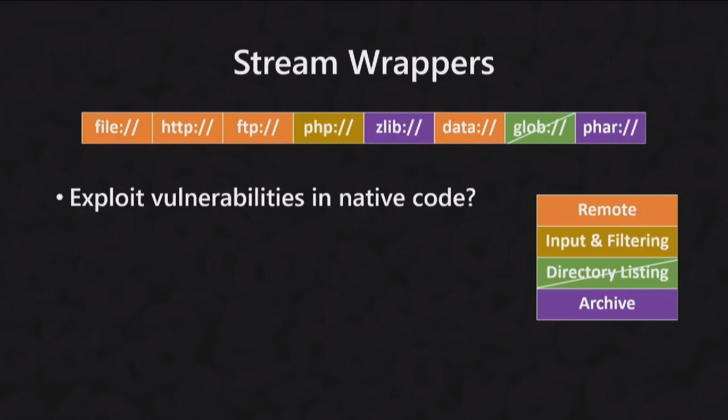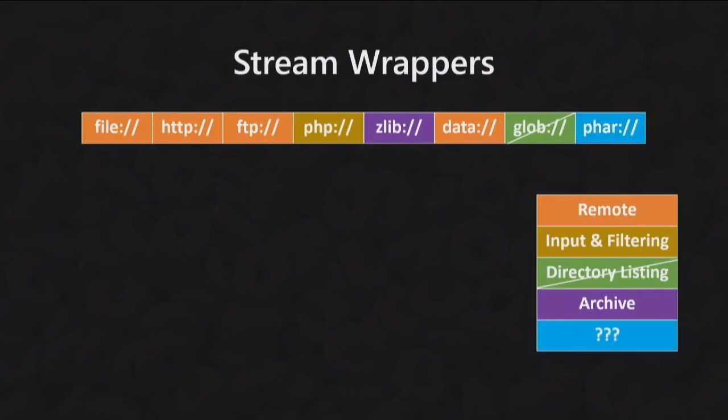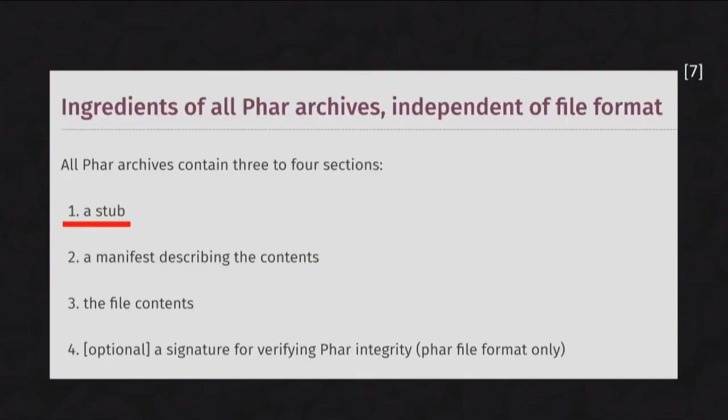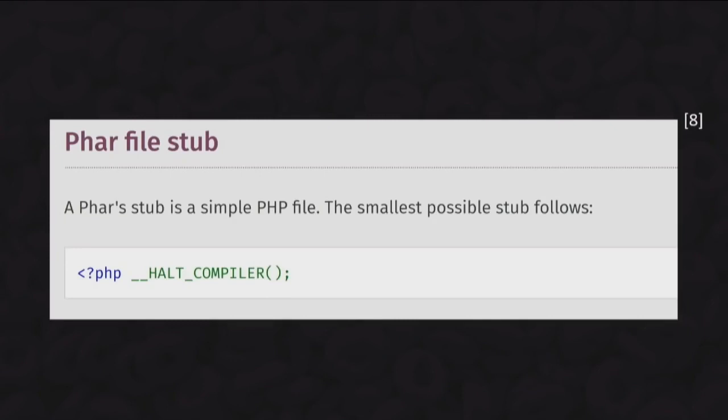So what happened is I had a more detailed look at this file wrapper because I'd never heard of the file format before, and what's actually in a file archive. Immediately upon looking at the elements of the archive, and again, this is another excerpt from the manual, the first thing they list in an archive is called a stub. And a stub contains PHP code, which, for anyone doing offensive security, immediately looks interesting.